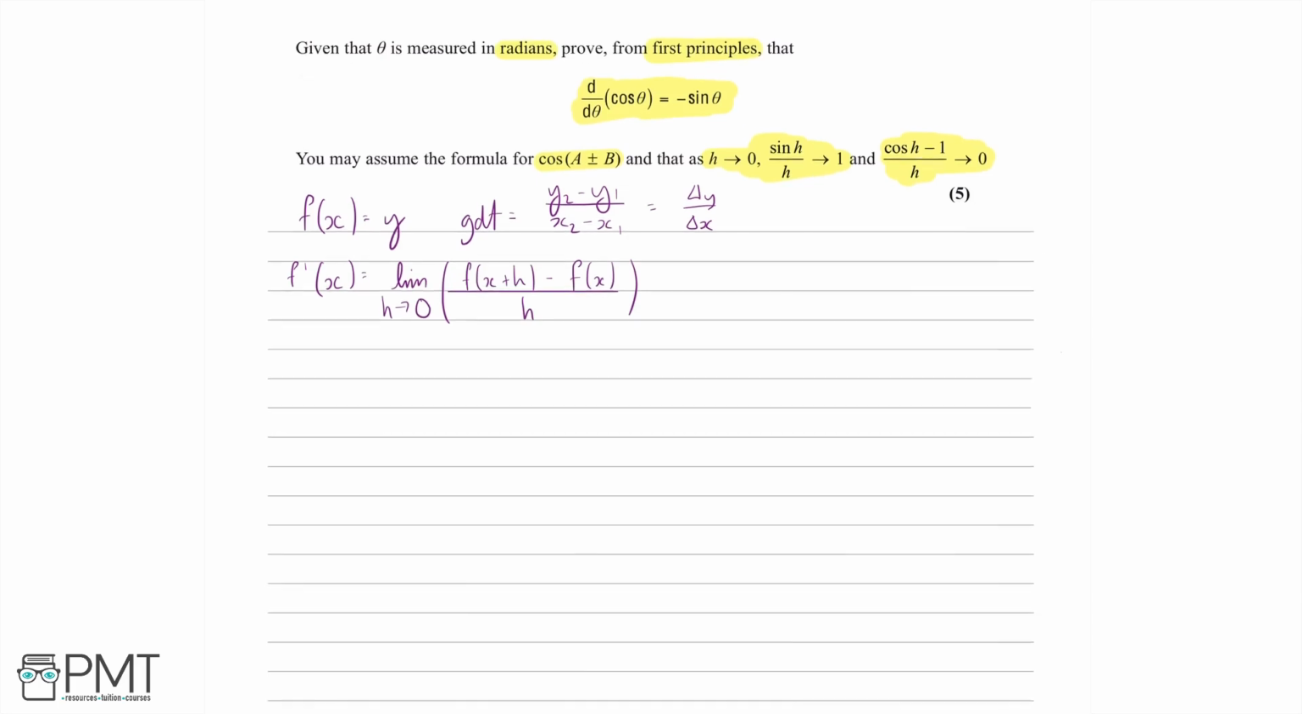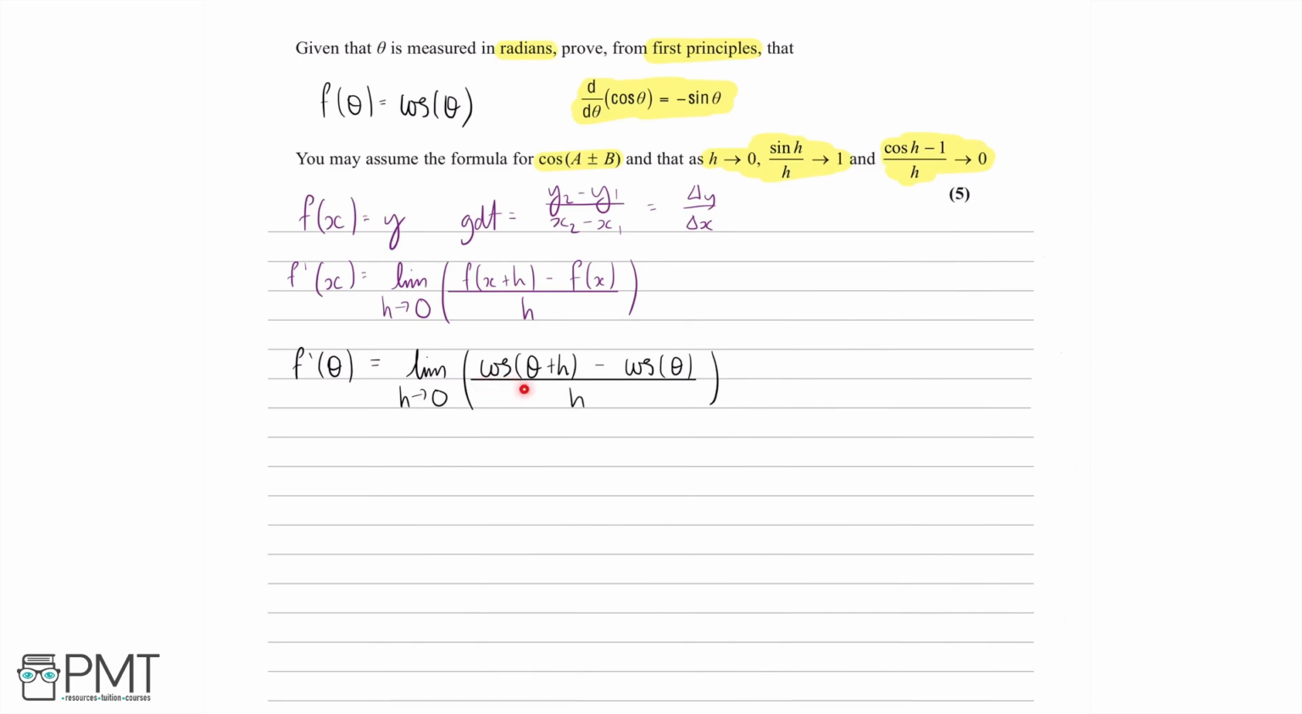So now we know what we're doing. Let's differentiate cos theta and see what we get. So let's call this f of theta. Well, in that case, f of theta equals cos theta. And if that's the case, then f dash theta is going to be the limit as h approaches 0 of cos theta plus h minus cos theta all over h.